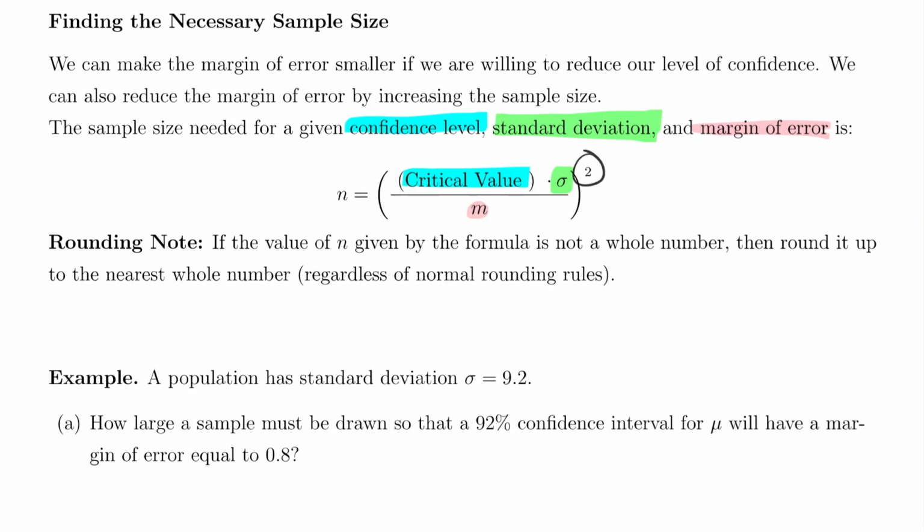Now we have this important rounding note. Whenever we're calculating this value of n, if the formula does not end up giving you a whole number, then round it up to the nearest whole number. Now, this key phrase is round it up. No matter what it is, go up to the next integer if it's not already an integer. And keep in mind that this might be violating your normal rounding rules, because in this case it takes precedence that we want to make sure we really have that minimum sample size and we're not underestimating the sample size in question.